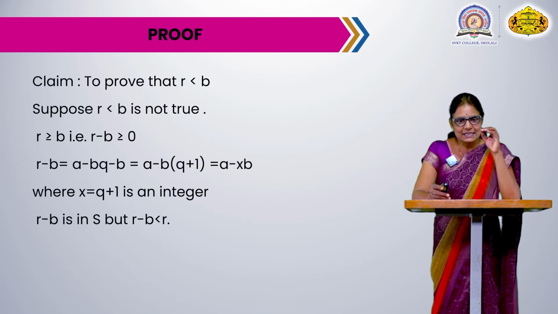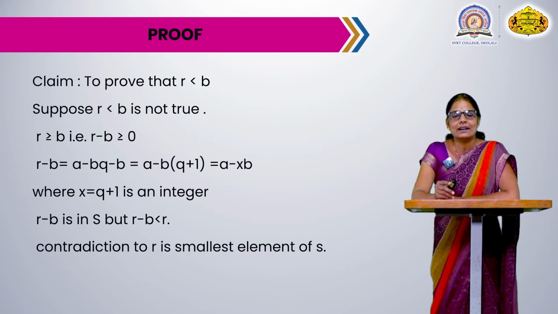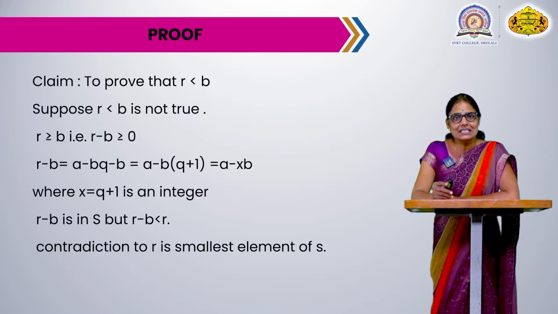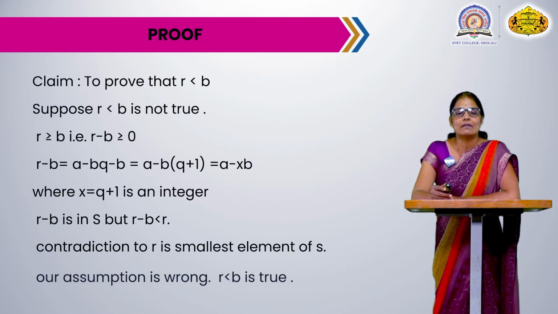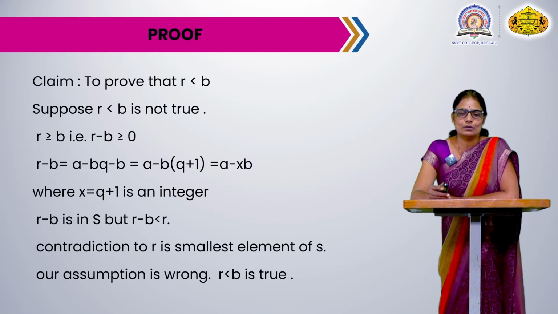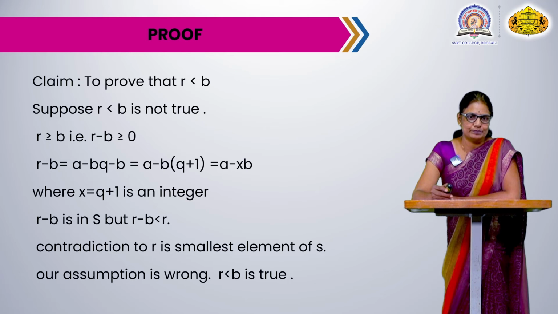So this implies that our assumption is wrong, or this is a contradiction to r being the smallest element of S, because S contains an element r minus b which is smaller than r. So our assumption that r is not less than b is wrong, and therefore r should be less than b. So this completes our second step.